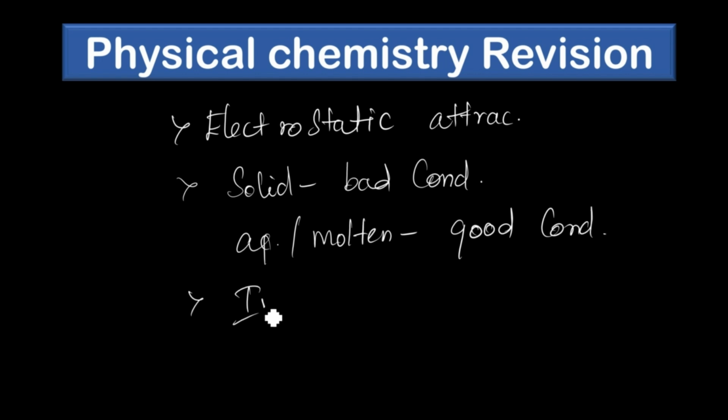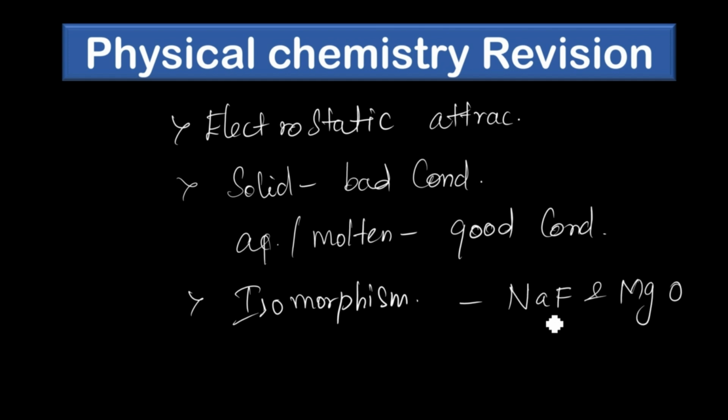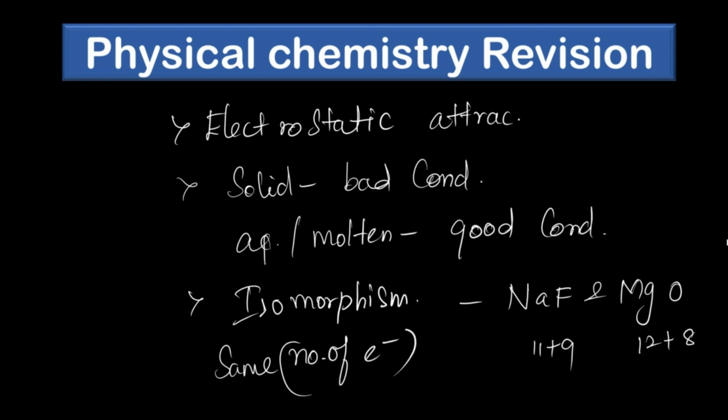Then this shows isomorphism, which is nothing but two compounds are said to be isomorphs when they have a similar number of electrons in them. Say for example, NaF and MgO. So the total number of electrons over here is 11 plus 9, 20. Here 12 plus 8, 20. So the same number of electrons.